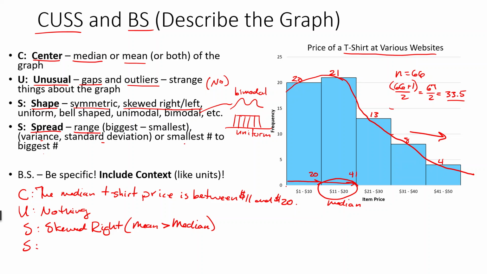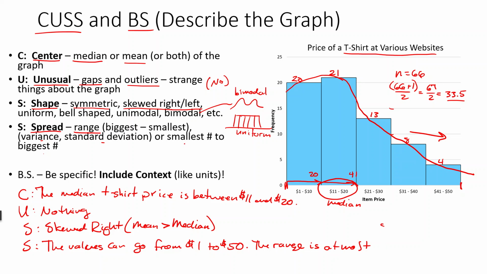Well, we don't know if there's actually a $1 shirt, but this starts at 1. And we don't know if there's actually a $50 shirt. Maybe they're all $45 or $49. Who knows? But we're going from 1 to 50. So the values can go from $1 to $50. Or we can say the range is at most, let's see, 50 minus 1 is 49. So we'd say at most $49. All right, and now we've described the graph.